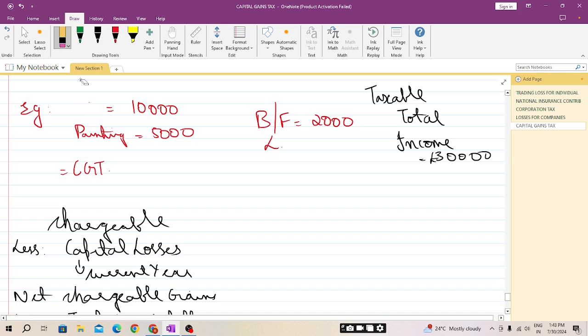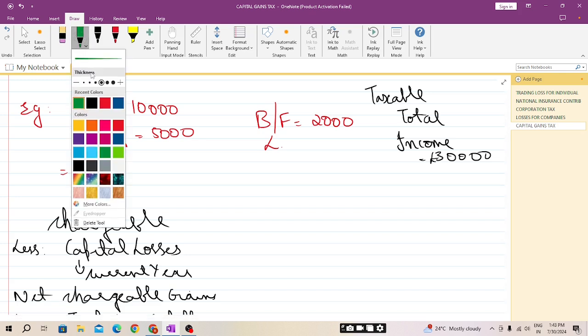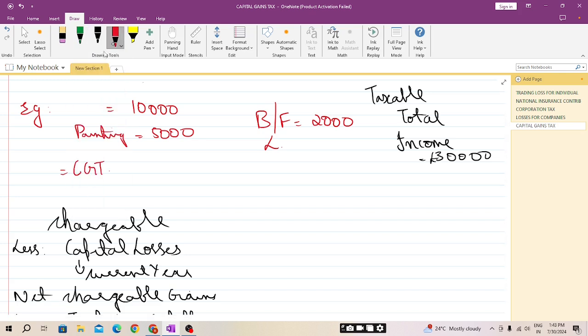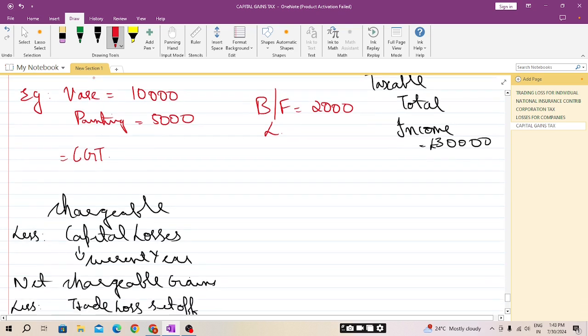So we will not do the residential property, because for residential property we have further rules. First we'll be doing some other case, students. Let's take it is a VAS. So the chargeable gains is 10,000 plus 5,000. It is 15,000. Less any capital loss, students? No capital loss, so 0. Then our net chargeable gains will be 15,000.